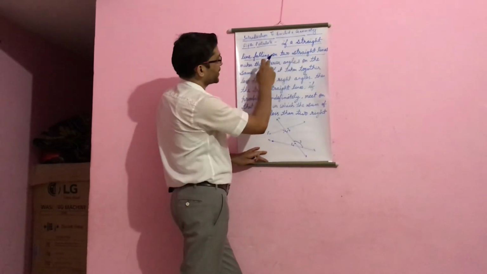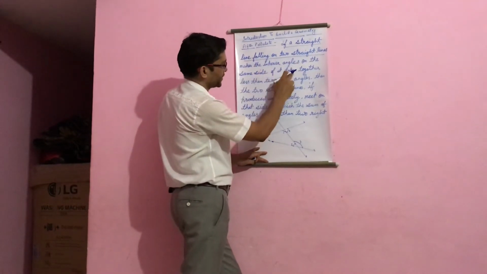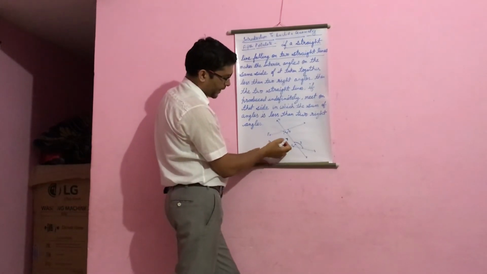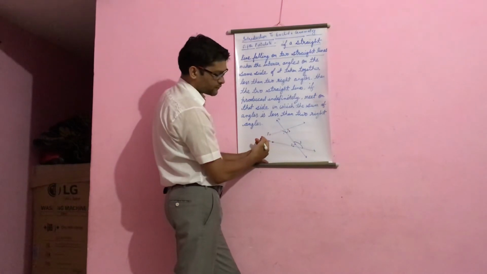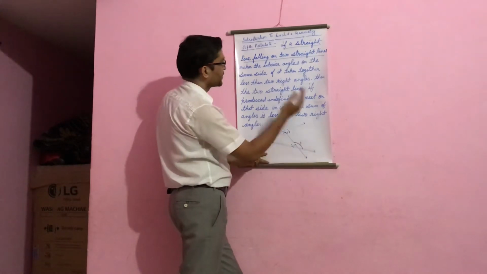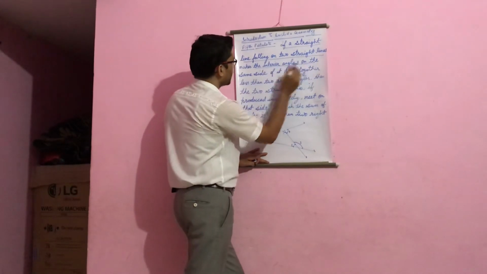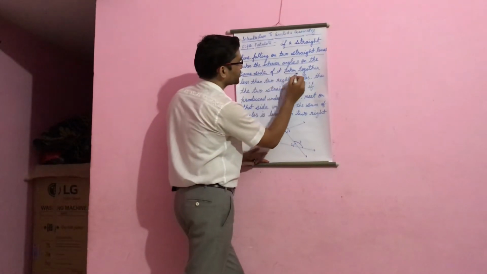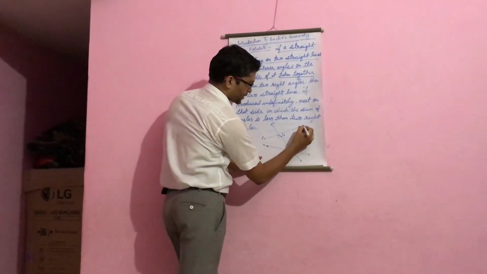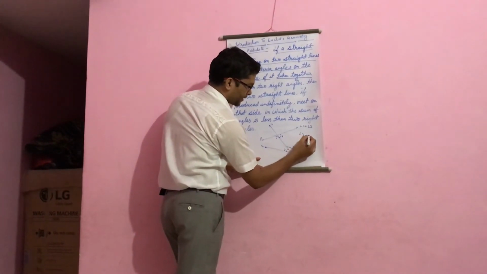So a straight line falling on two straight lines makes the interior angles on the same side of it. Now look at the interior angles formed here. Angle 1 and angle 2 on the left side of the transversal, and angle 3 and angle 4 on the right hand side of the transversal. So next part is the interior angles on the same side of it taken together. Taken together means you have to take their sum. So what we have to focus on? Sum of angle 1 and angle 2 and sum of angle 3 and angle 4.